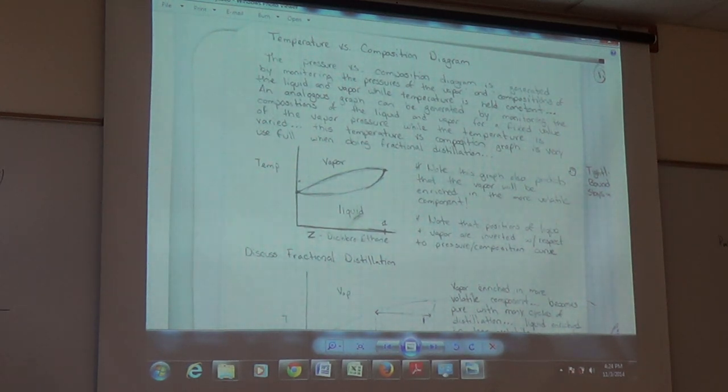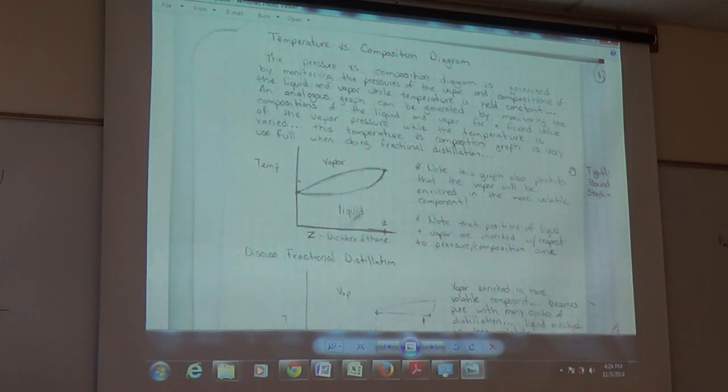And so you'll see that the vapor moves backwards along this curve, indicating that the mole fraction of component A decreases and the mole fraction of component B is increasing. Therefore, again, we look at this graph and we can tell that the vapor is going to be enriched in the more volatile component, right?